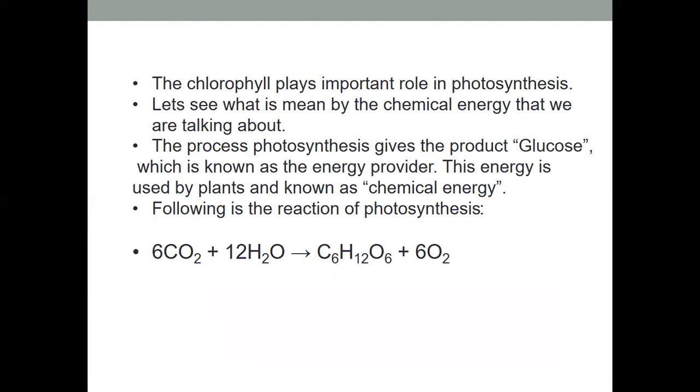Let's see what we mean by the chemical energy that we are talking about. As I have told you, the process of photosynthesis gives the product glucose, which is known as the energy provider. This energy is used by plants and is known as chemical energy. So this chemical energy provides the energy for performing various functions, and this glucose has its own chemical formula. That's why we are calling it chemical.